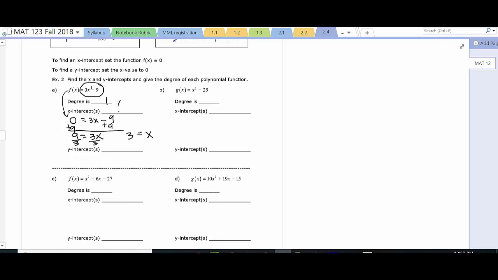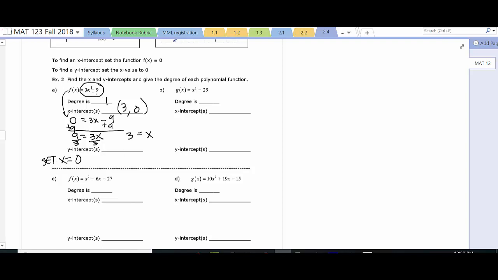And you want to write that as the point (3, 0). Okay, so again, anytime you find an x-intercept, it's always the same. Let the function be 0, solve the equation. That's always the same. Everybody with me there? Okay. Now, when you do a y-intercept, what you do is you set x equal to 0.